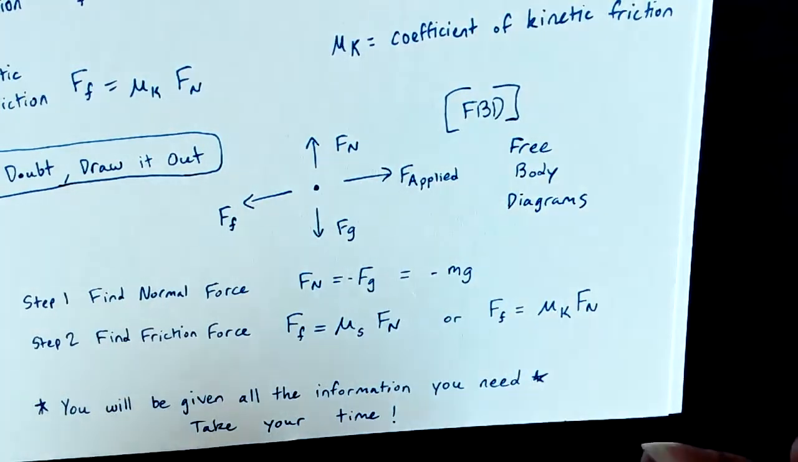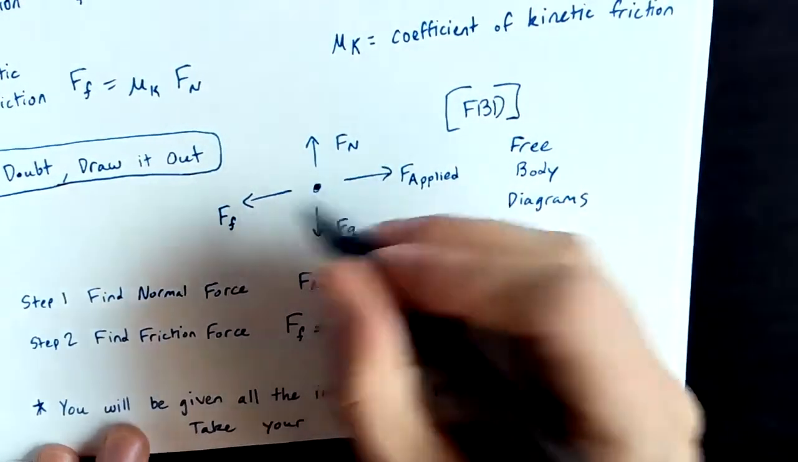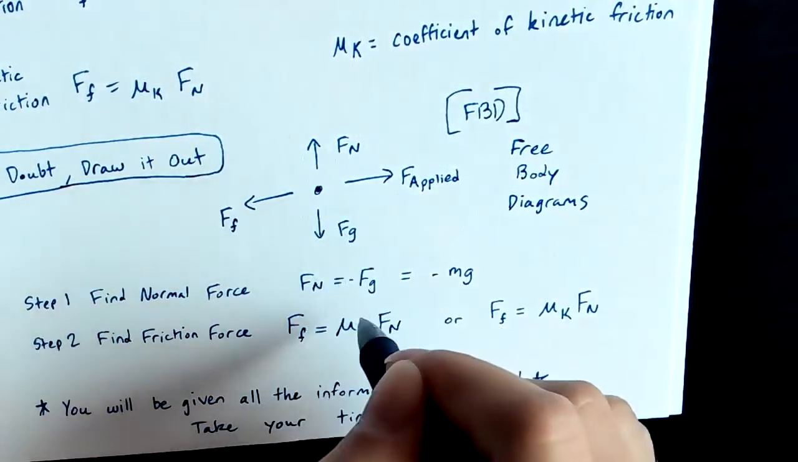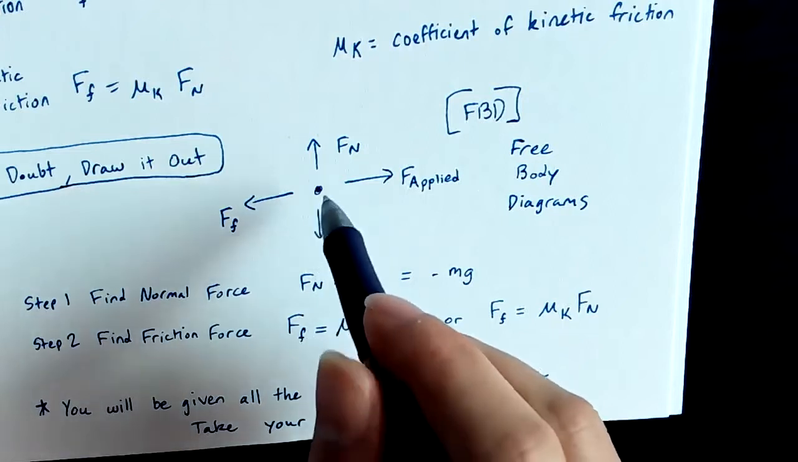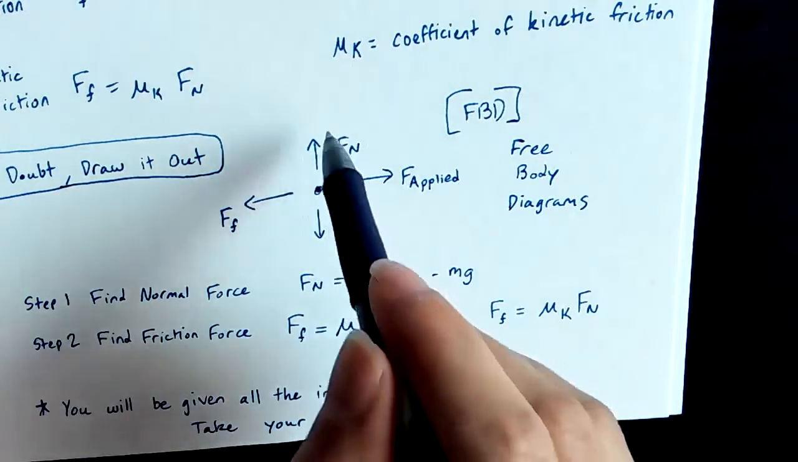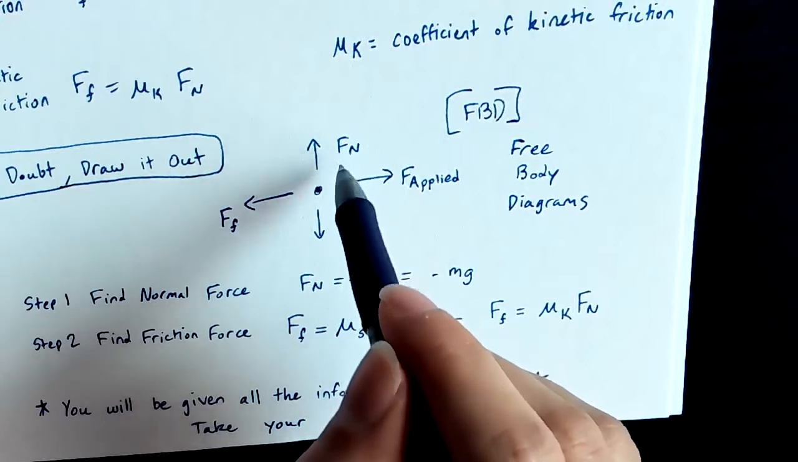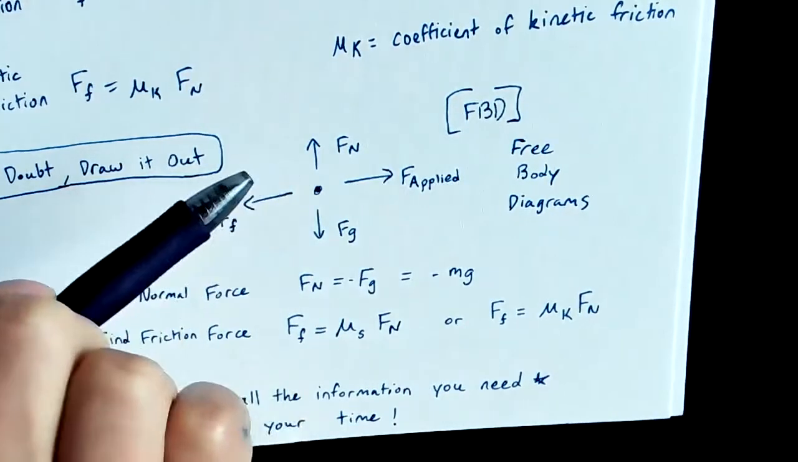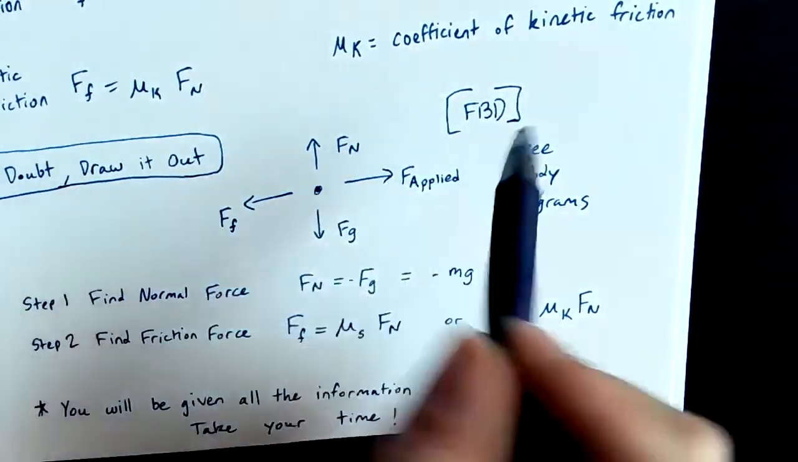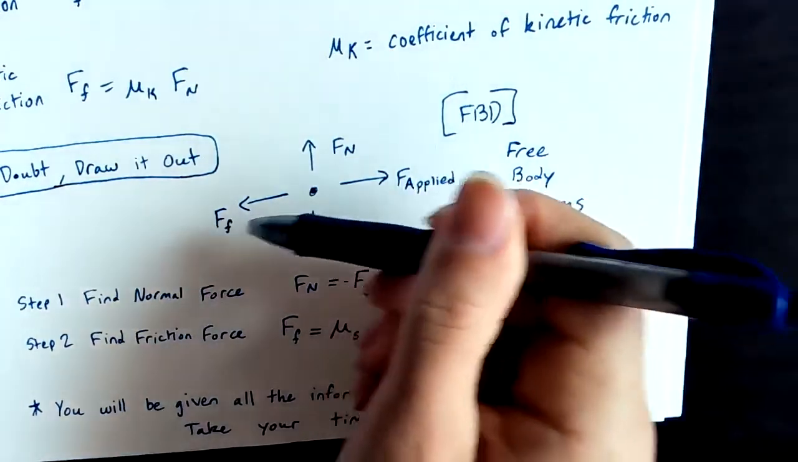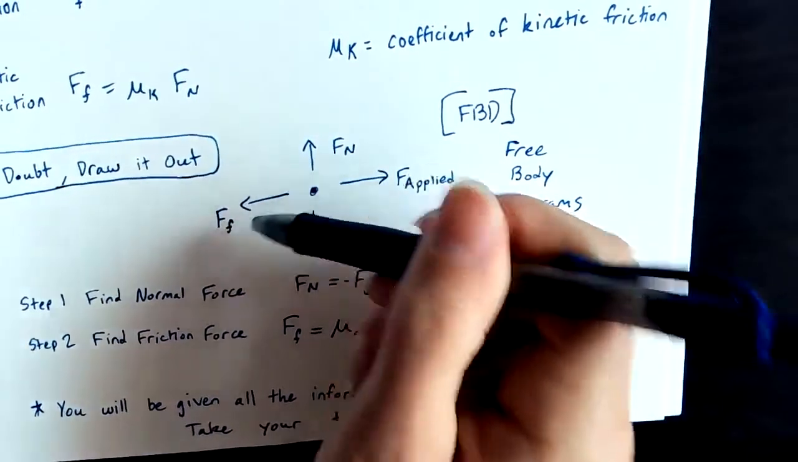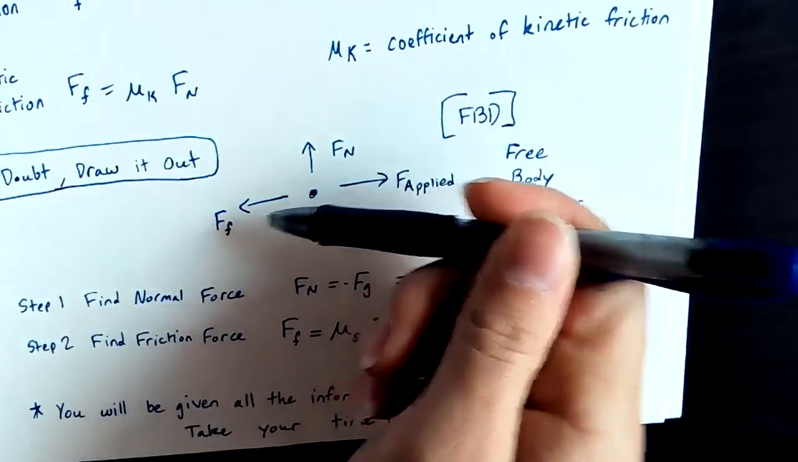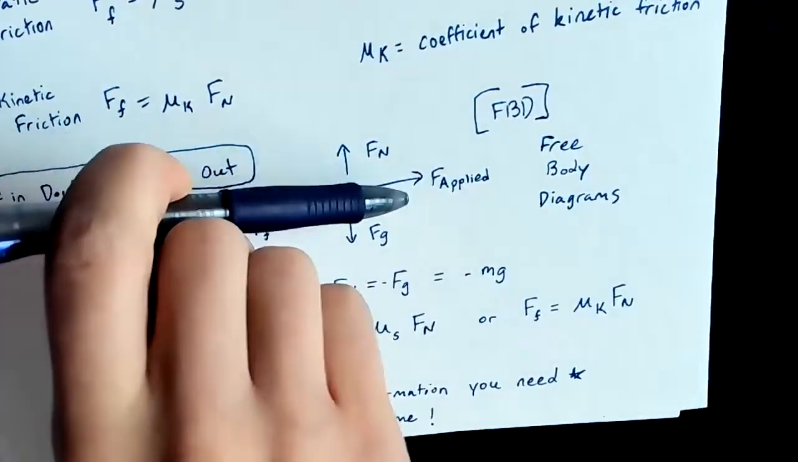So you'll have an object. It can be just a dot or a box, whatever you want. There will be a force due to gravity pulling it downward. There's an opposite reaction, the normal force, in the upward direction. And then if you apply a force this way, F applied, there is an opposite force due to friction. So if you're trying to move an object this way, there's a friction force opposing your applied force this way, okay?